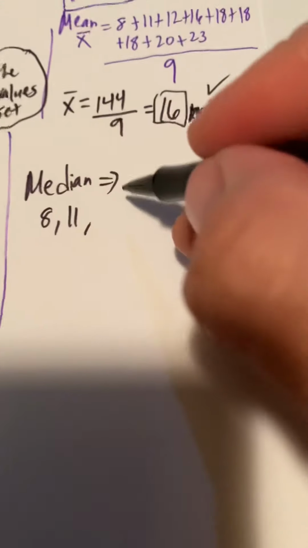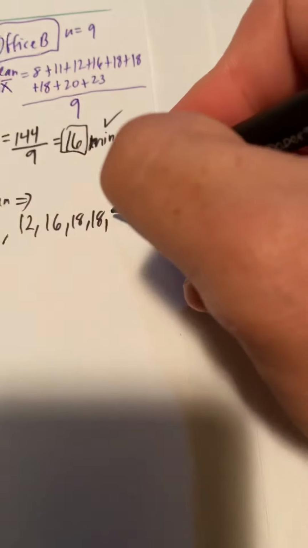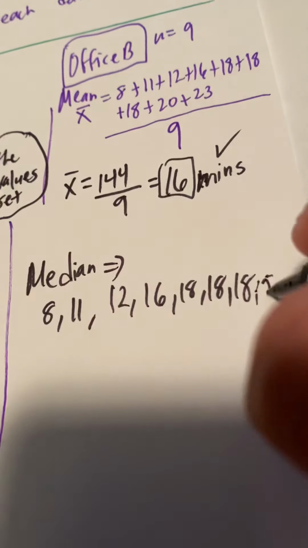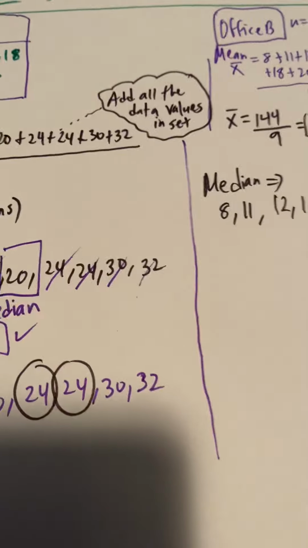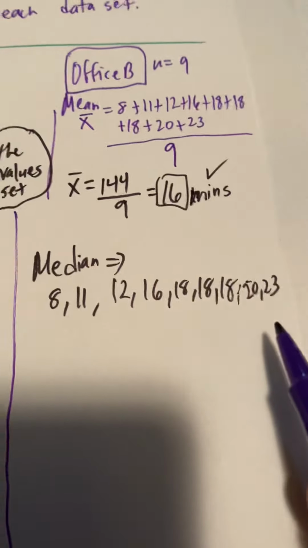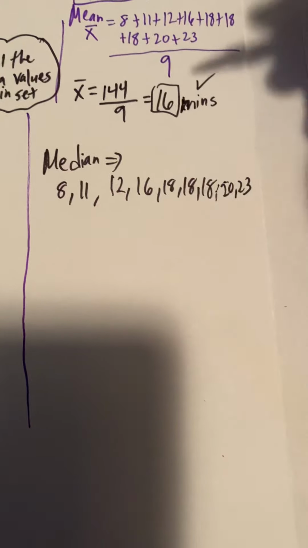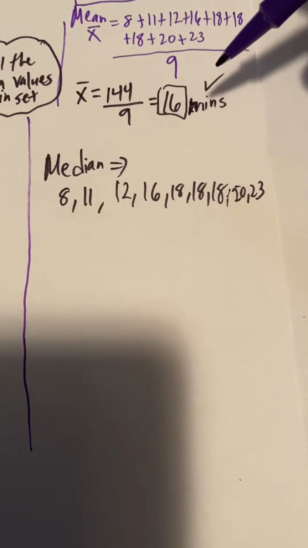Okay, so we're going to write out, we got 8, we got 11, we got 12, 16, 18, 18, 18 again. Then we have 20, and 23. Okay? So if you already know that you have 9, you're reaching the middle. Another strategy is to just divide it by 2 and then figure out where that value is. So like 9 divided by 2 is about 4.5.